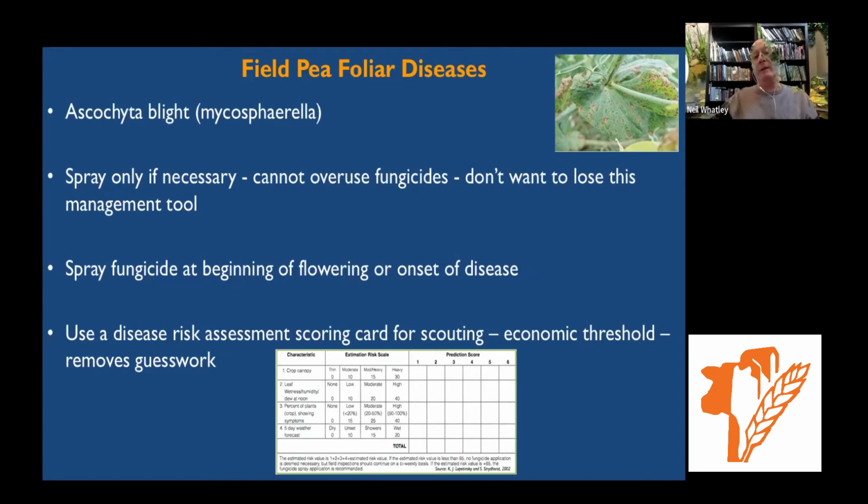When I worked at the government of Alberta as a crop specialist, one of my main questions with peas was always diseases. When should I spray? When should I spray? So this scorecard takes a lot of guesswork out of it. Use a disease risk assessment scorecard for scouting. It establishes an economic threshold and removes the guesswork.